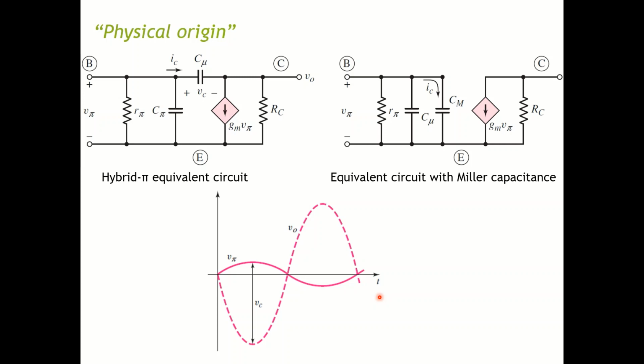So in order to have the current in the Miller capacitor Cm be the same with the smaller voltage across Cm, the value of Cm must be relatively large, and this is the physical origin of why we have the Miller effect, where Cm has to be a lot larger than C mu.